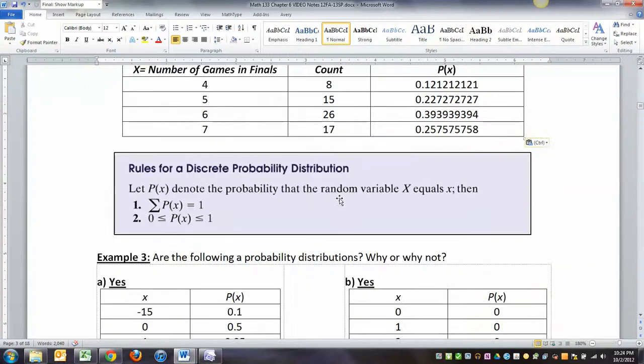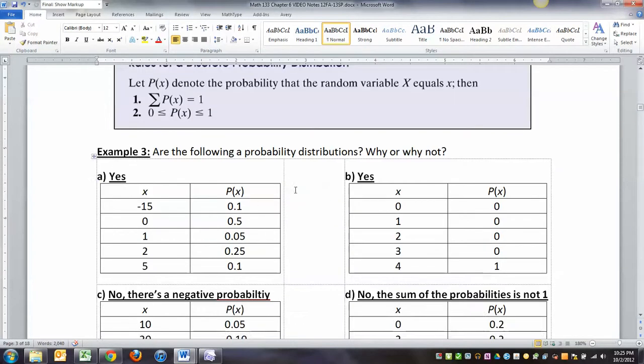All right, now don't forget the rules for a discrete probability distribution. These should look very familiar to you. We learned these in chapter 5. The sum of the probabilities has got to be 1. That's what that little symbol right there means, capital sigma, the sum. And then every probability has to be between 0 and 1. Right? No negatives allowed, no probabilities bigger than 1.